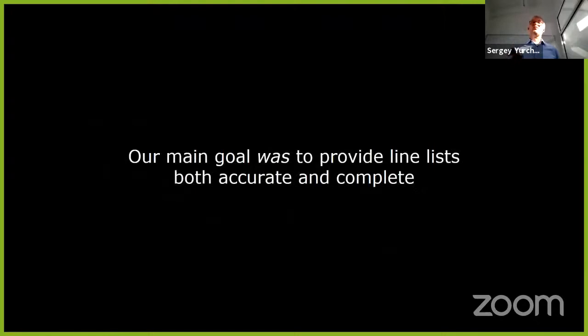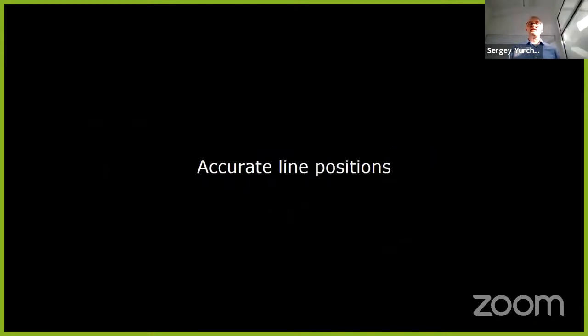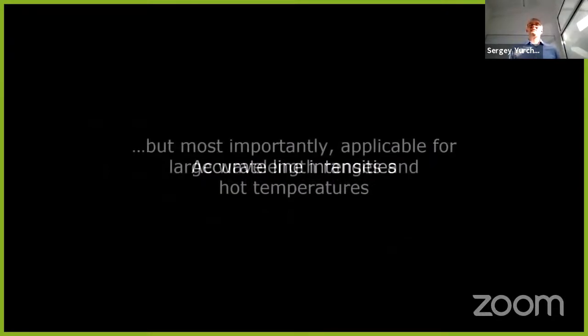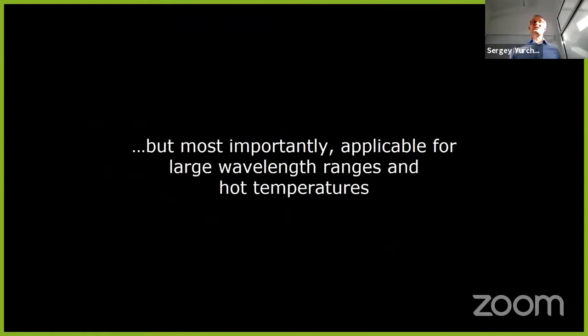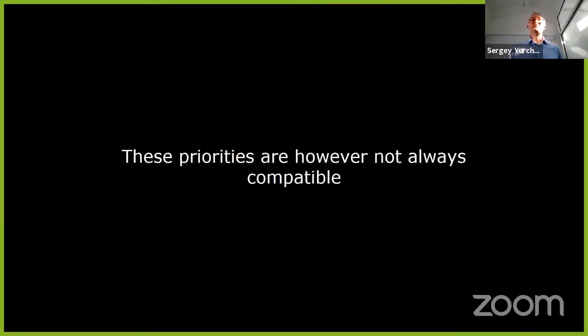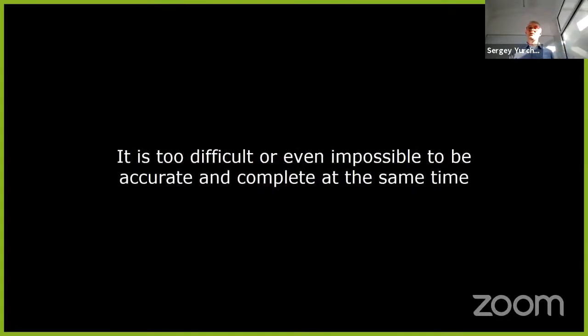So our main goal was to provide a line list that is both accurate and complete, with accurate line positions and accurate line intensities, but most importantly, applicable for large wavelength ranges and hot temperatures. These priorities are, however, not always compatible. It's very difficult to deliver both, to be complete and accurate at the same time for everything. It's just too difficult, or even sometimes impossible, to do both.